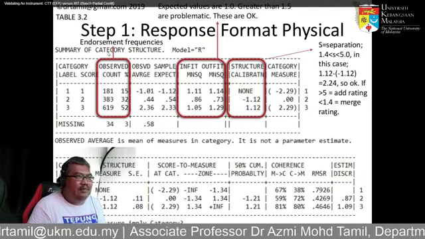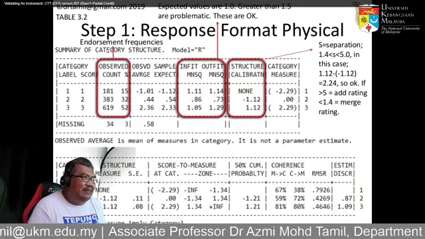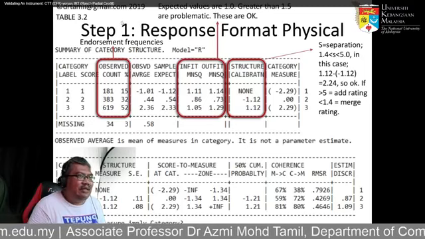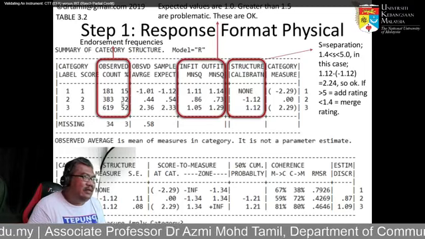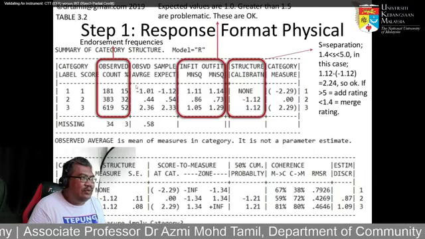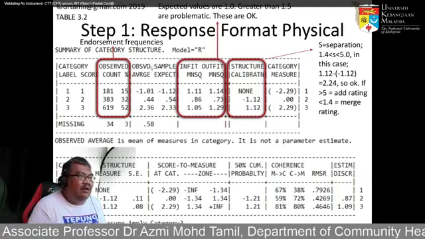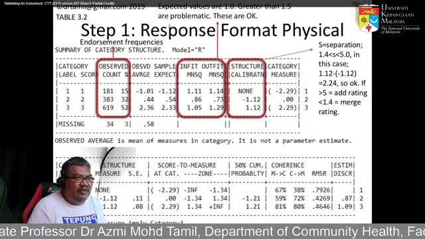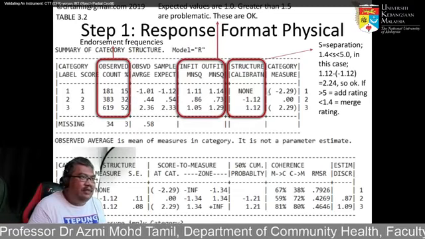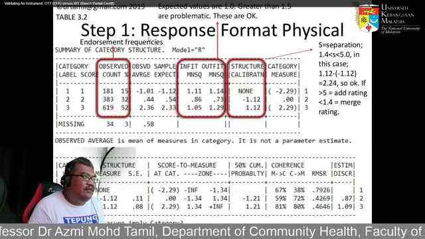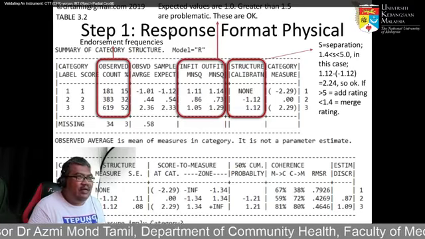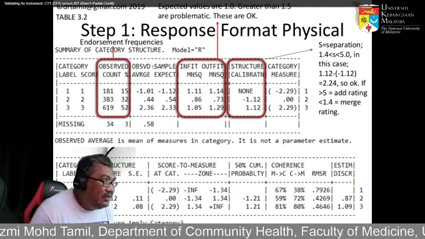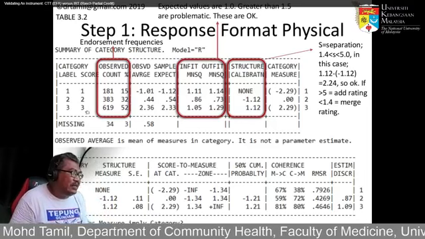What is the point here? Because we have a Likert scale, they are trying to look at the Likert scale, whether you're supposed to use 1, 2, 3, 4, 5, or 1, 2, 3, or 1, 2, or whatever. So here, for the physical function, we got a Likert scale of 1, 2, and 3. You can see here the scoring of 1, 2, and 3.